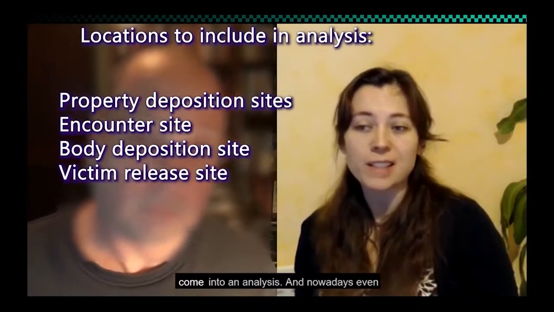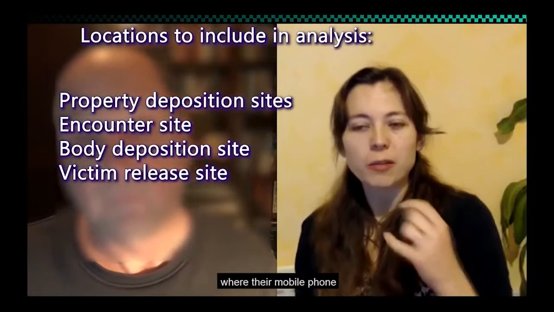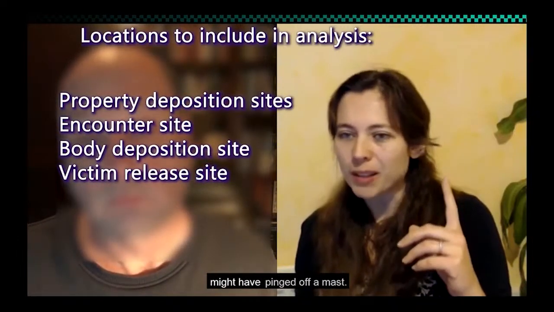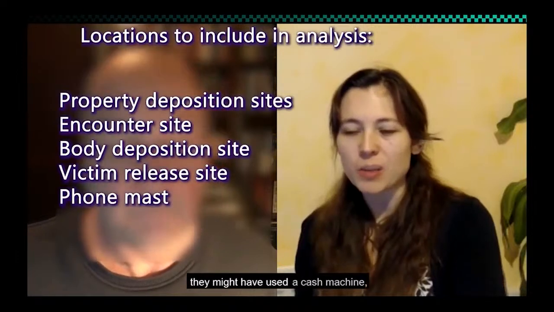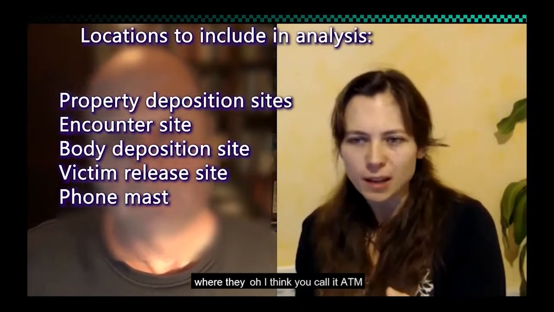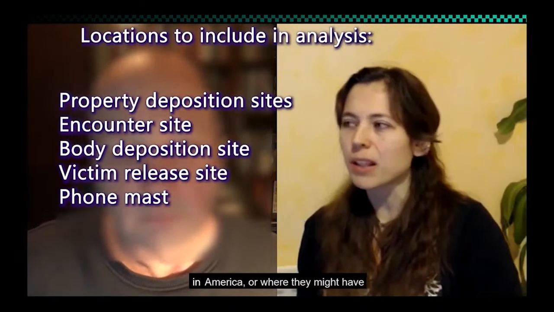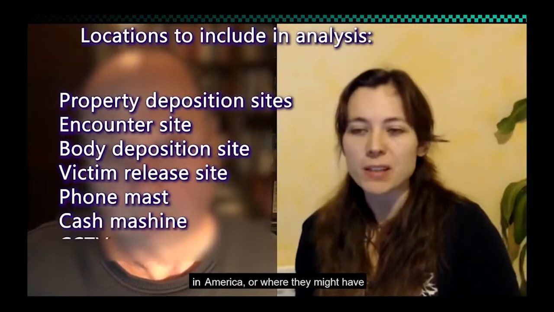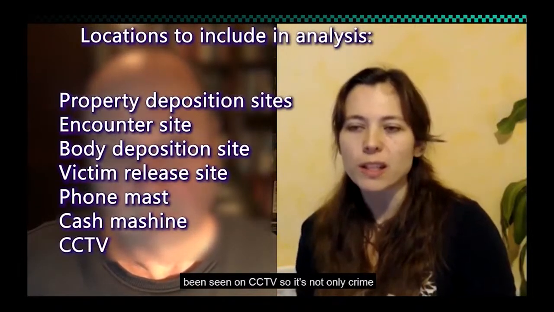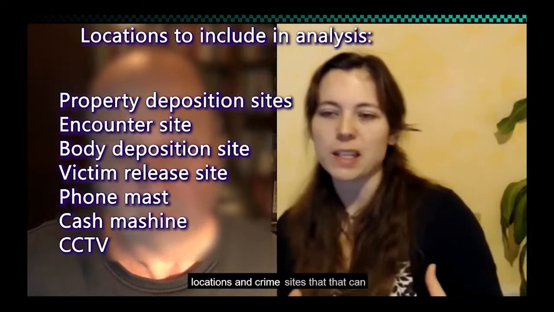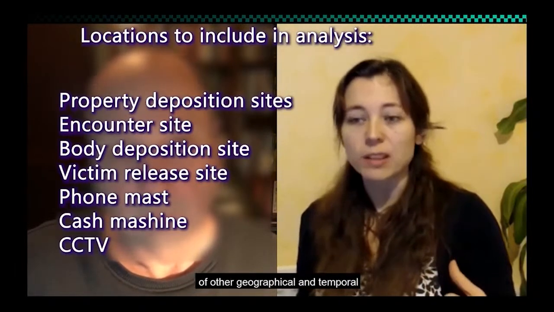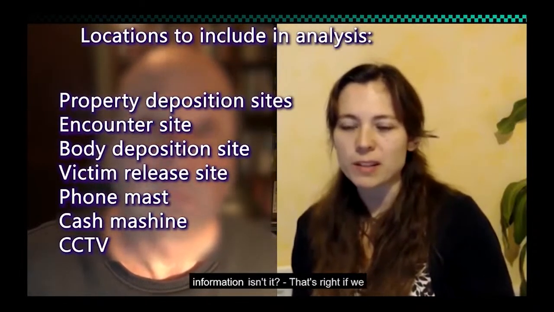And nowadays, even where their mobile phone might have pinged off a mast, that's another location, isn't it? Where they might have used a cash machine, or I think you call it ATM in America, or where they might have been seen on CCTV. So it's not only crime locations and crime sites that can form part of the analysis. It's a lot of other geographical and temporal information, isn't it?